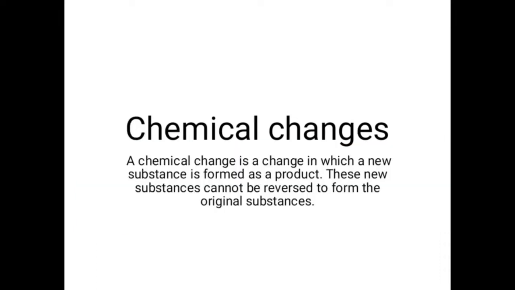Chemical changes. A chemical change is a change in which a new substance is formed as a product. These new substances cannot be reversed to form the original substance's reactants. Examples of physical changes are melting of butter on a warm toast, melting of ice, inflating a balloon, etc. Whereas an example of a chemical change is the process of rusting, in which iron reacts in the presence of moisture and air to form rust. We cannot get iron back from the rust.